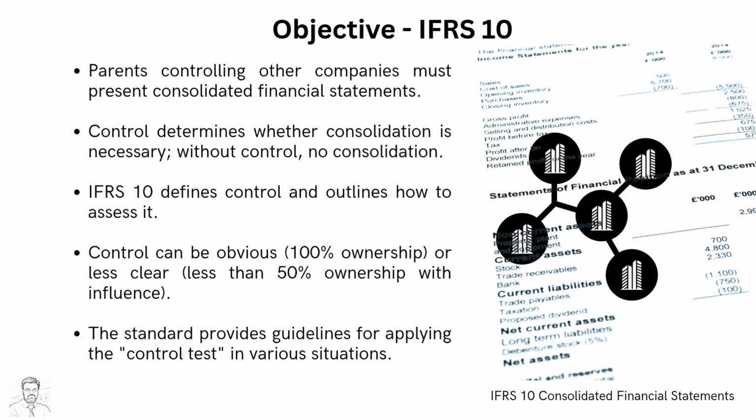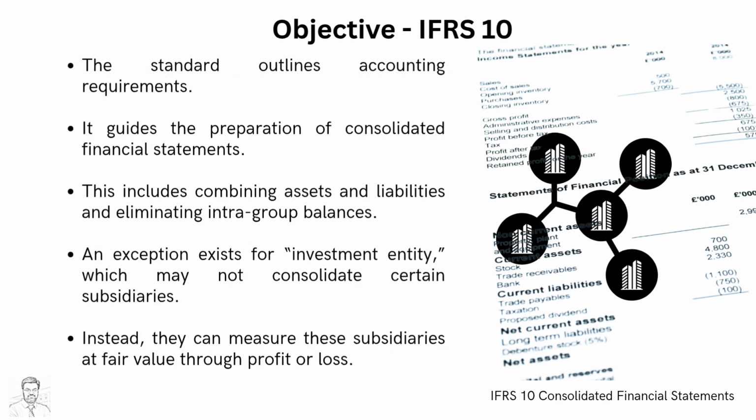Third, the standard explains how to figure out if an investor controls an investee. Sometimes it's obvious, like owning 100% of another company, but sometimes it's tricky, like when you own less than 50%. IFRS 10 tells us how to apply the control test in all these cases. Next, it also sets out the accounting requirements. So once you've figured out who controls who, the standard tells you how to actually prepare the consolidated financial statements, like how to combine the assets and liabilities, eliminate intergroup balances, that sort of thing.